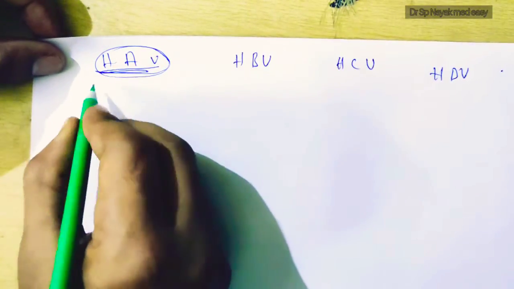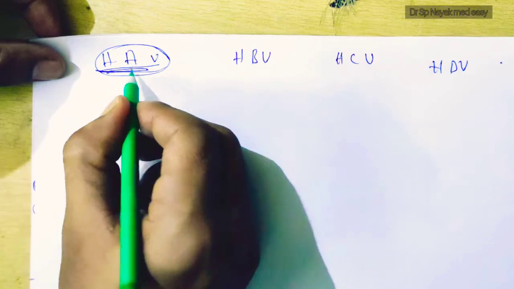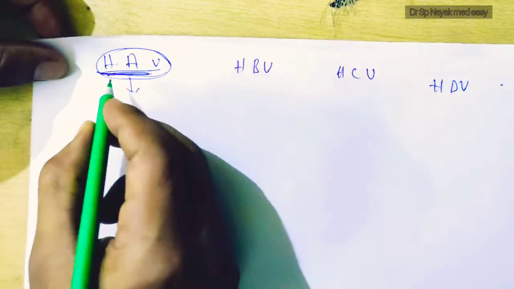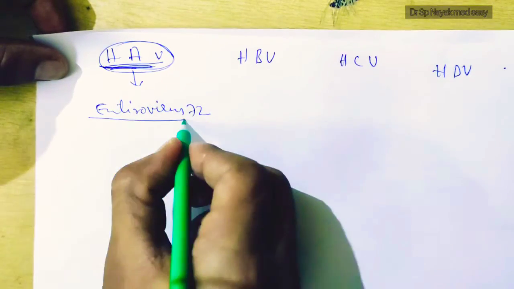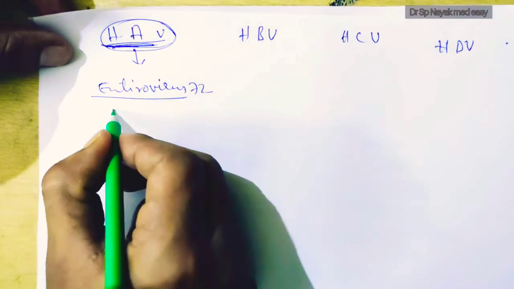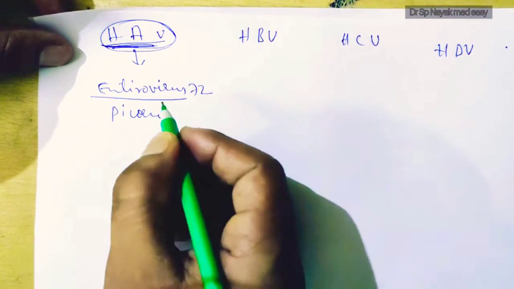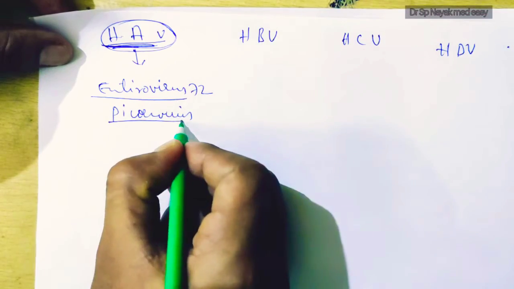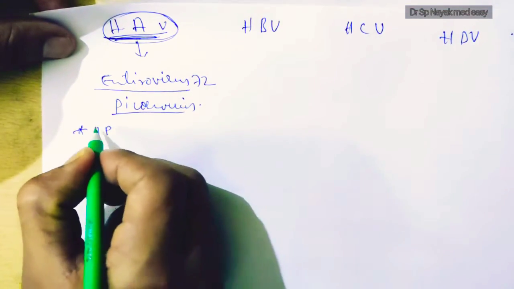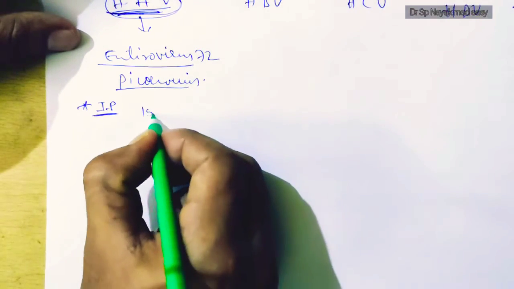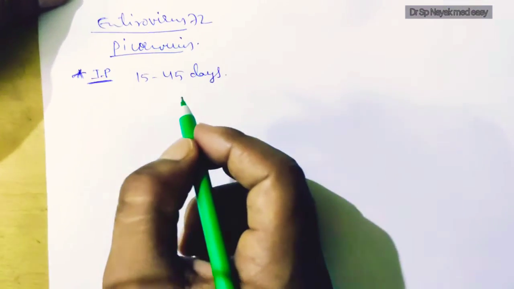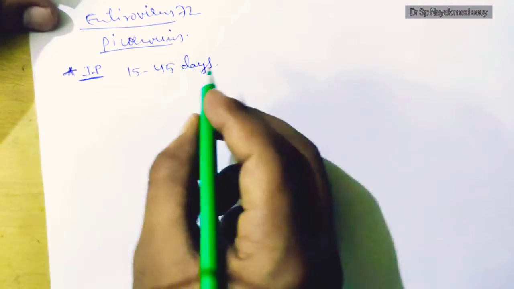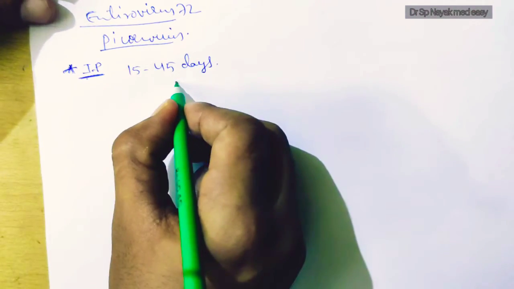Remember guys, hepatitis A is caused by enterovirus 72. Enterovirus 72 is the major virus that causes hepatitis A, and it is also called picornavirus. The incubation period of hepatitis A virus is 15 to 45 days. This is very important. You have to remember all these things, because if they ask you to write about viral hepatitis, you have to explain all these different viral hepatitis. So this is the incubation period of hepatitis A.